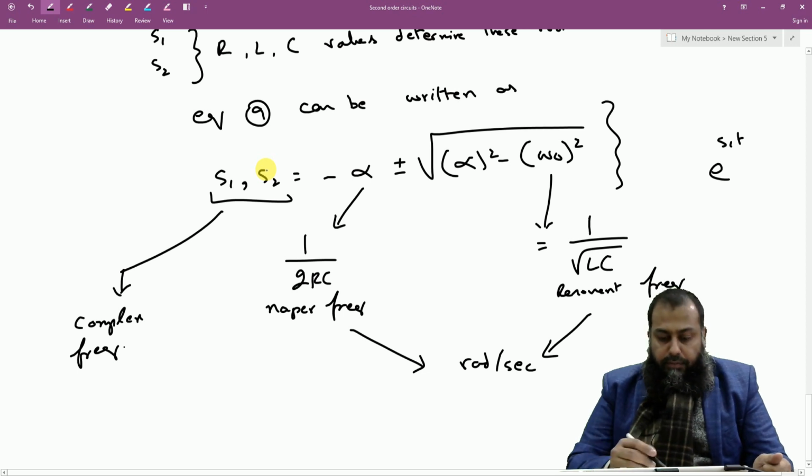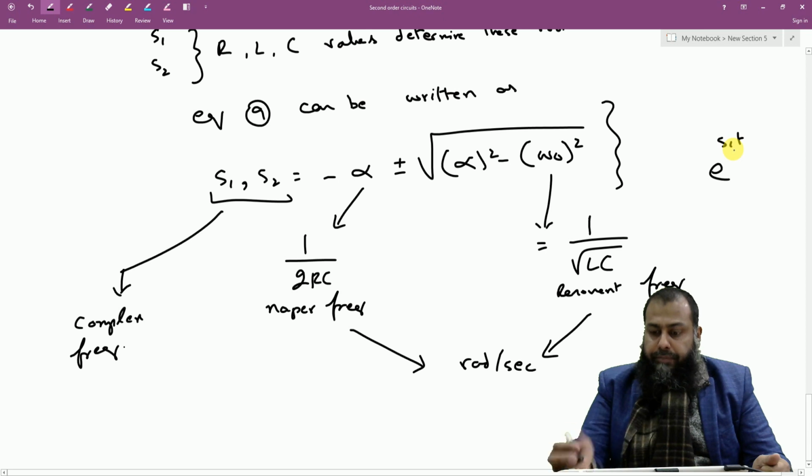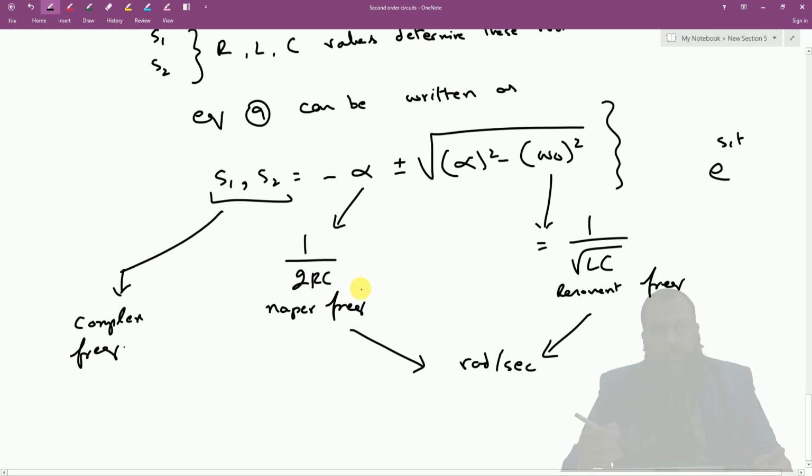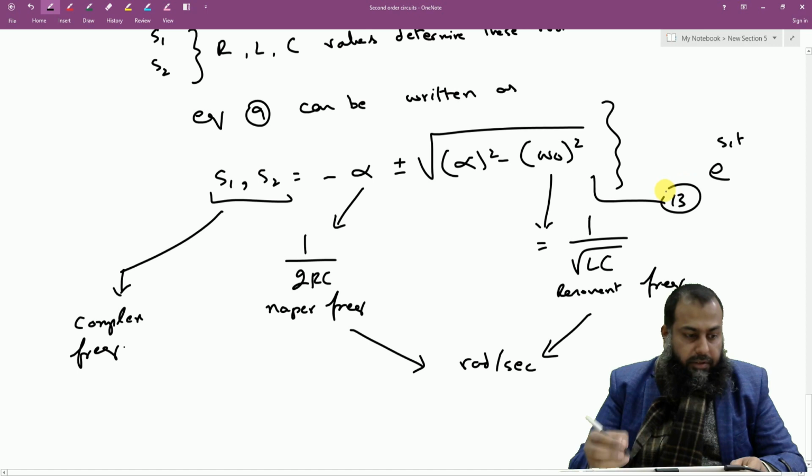So now that we have established that this should have some units that make this exponential term a dimensionless term, therefore all these are characterized in terms of the frequencies. This is known as the Napier frequency, which is 1 over 2 RC, and this one is known as the resonant frequency, which is 1 over under root LC. Let us say this is equation number 13.